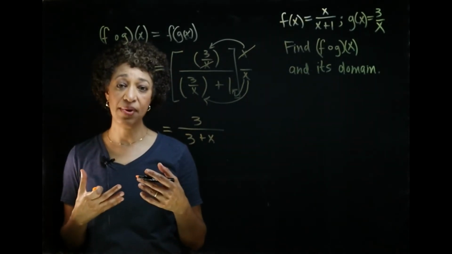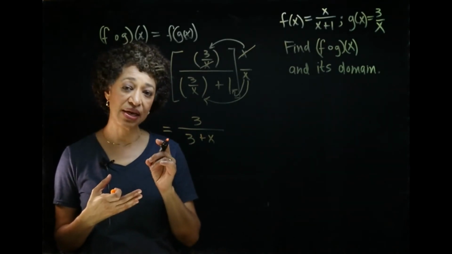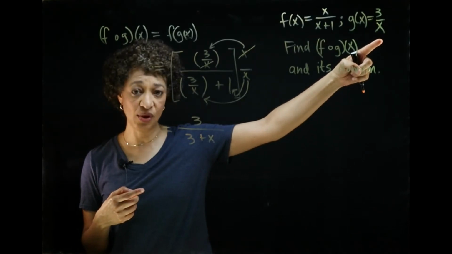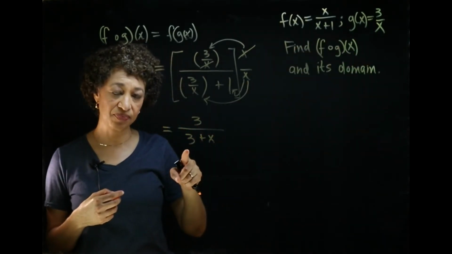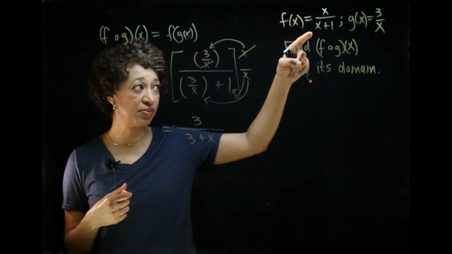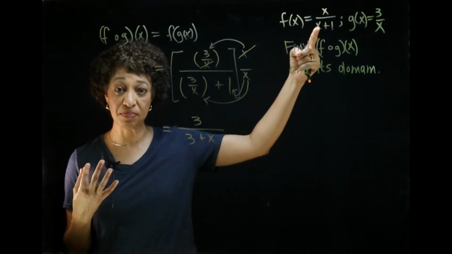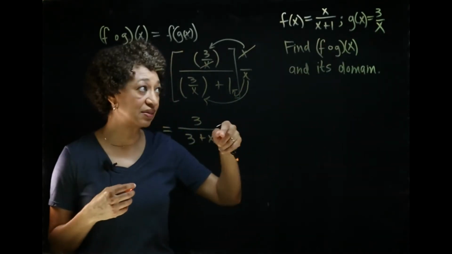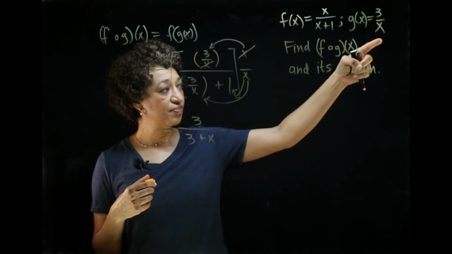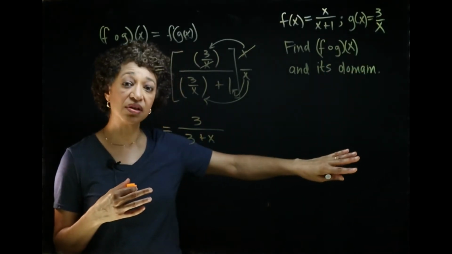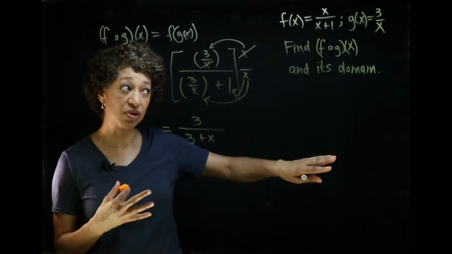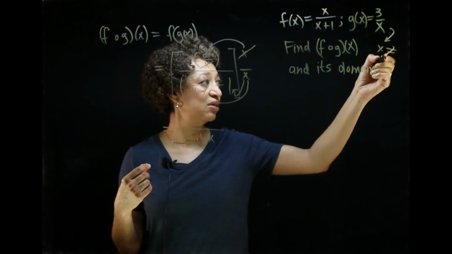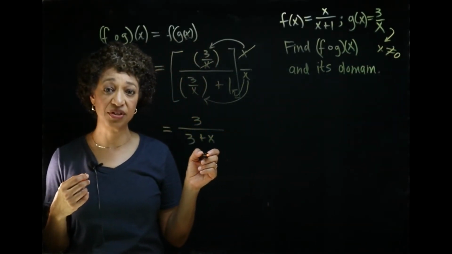Now I need to talk about the domain. When you find the domain of a composite function, you need to consider the inside function, in this case 3 over x, and the composite. You do not consider the outside function because the variables in the outside function are going to be replaced by the inside function. So let's look at both of those, the inside and the composite. The domain of 3 over x, well, we need to exclude all the values that make the denominator 0. And in this case, that would be 0. So x cannot equal 0 for the inside function.